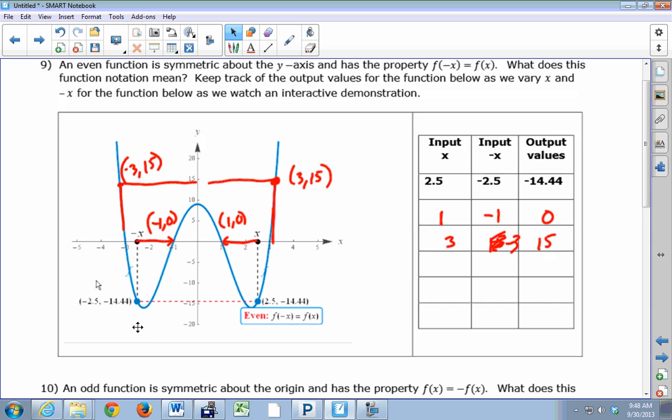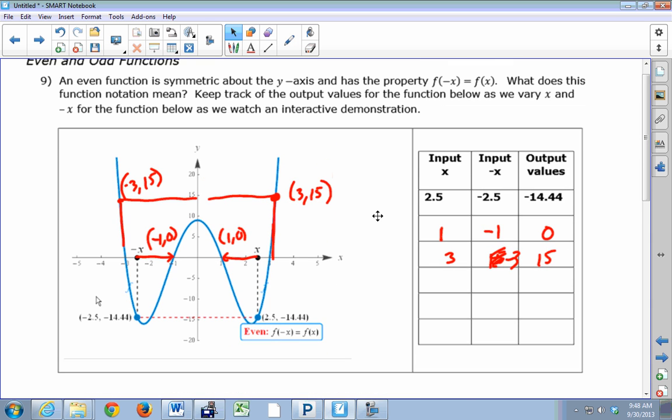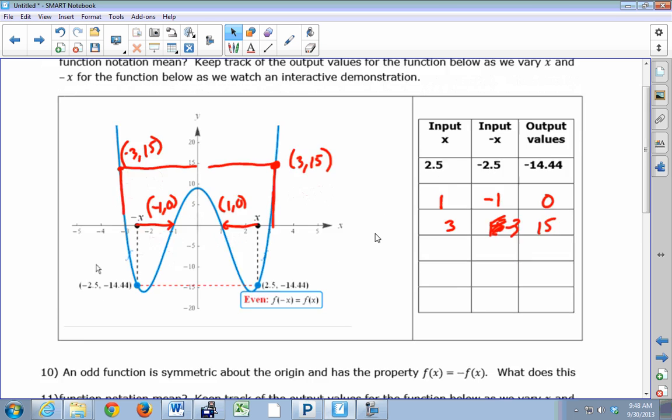Okay. So what is the definition of an even function? Here's how we write it mathematically. If you put in x and if you put in its opposite, the output values are exactly the same. No matter where I go to the left and right, my points have exactly the same y values. That's an even function. Let's take a look at an odd function.